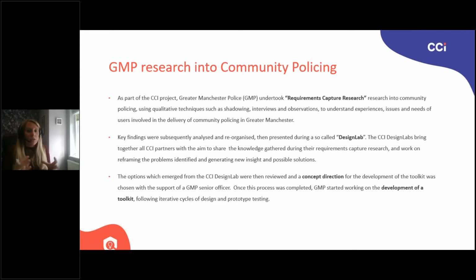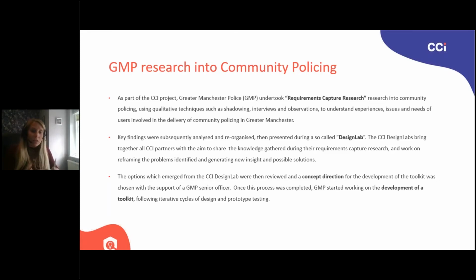Then, at the end of the requirements capture research, we identified several key themes that we analyzed and reorganized into key findings. And these key findings were presented during a so-called design lab. Now, a design lab is an opportunity for all CCI partners to come together and share the key findings of their requirements capture research and work on reframing the problems identified during the research and generating new ideas and solutions to these problems.